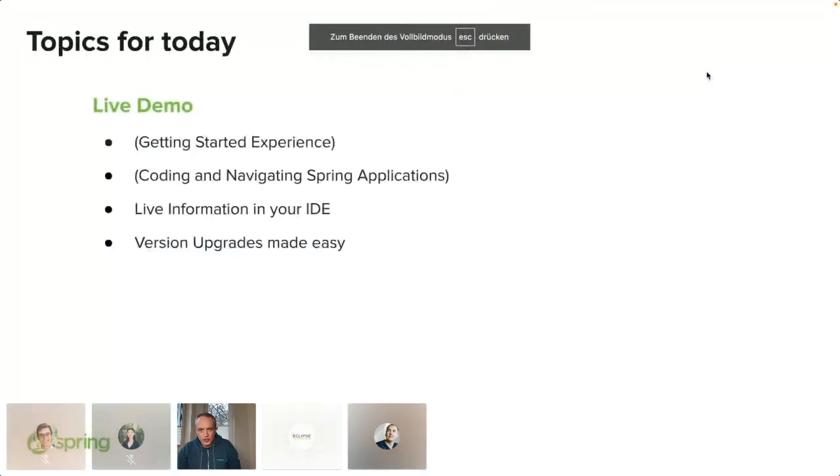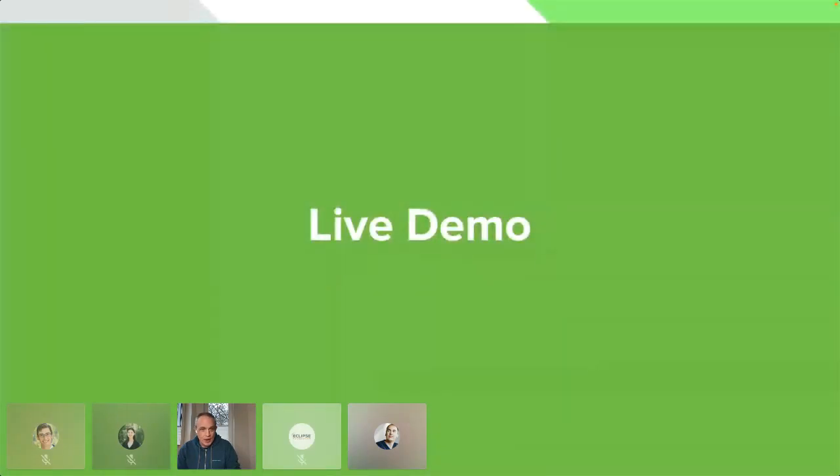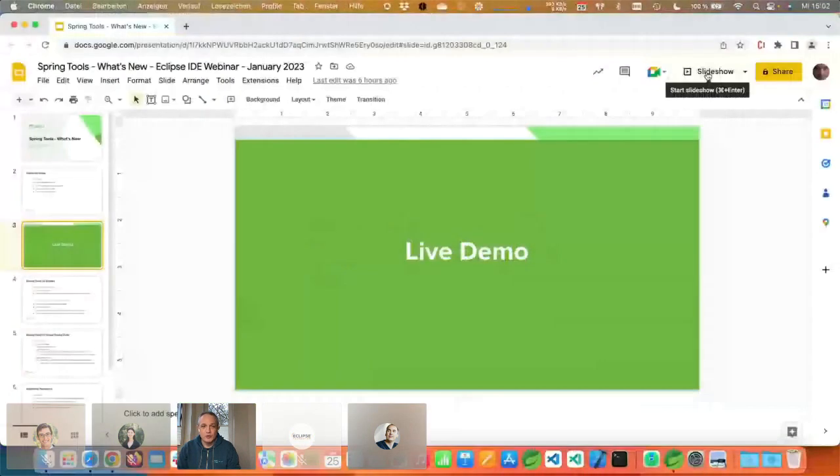Usually I would share some details about the getting started experience in the Spring tools for Eclipse and for the coding and navigation experience. But today, since it's just a very short and limited time slot, I will focus on live information showing up in your IDE from running Spring Boot applications. And I will show you the brand new feature to upgrade your projects to the latest Spring Boot versions. So with that, let's jump directly to the IDE.